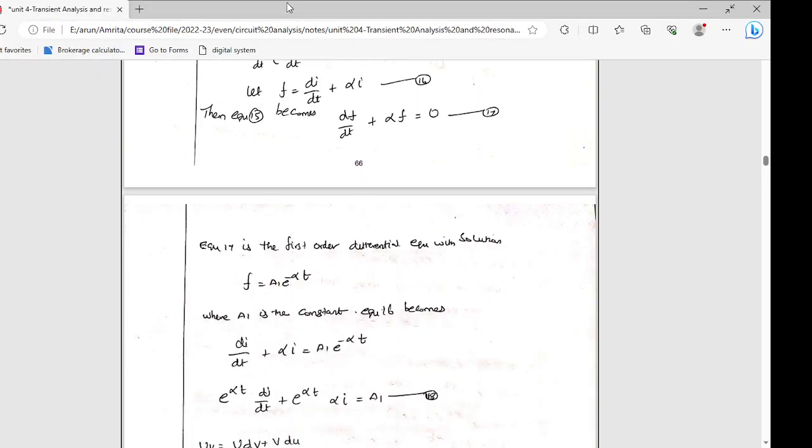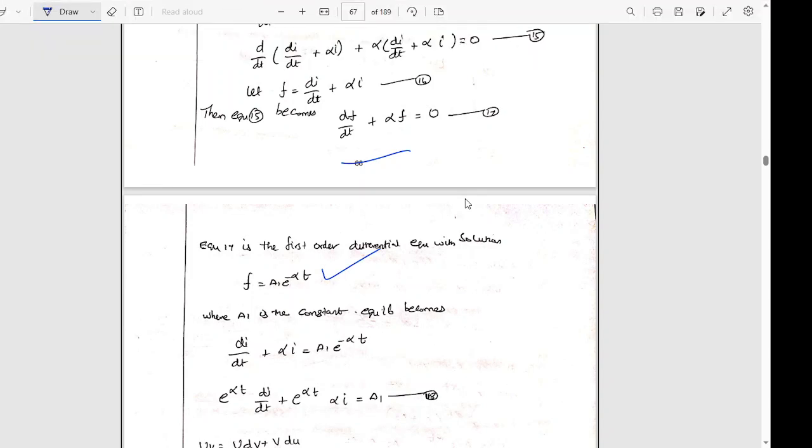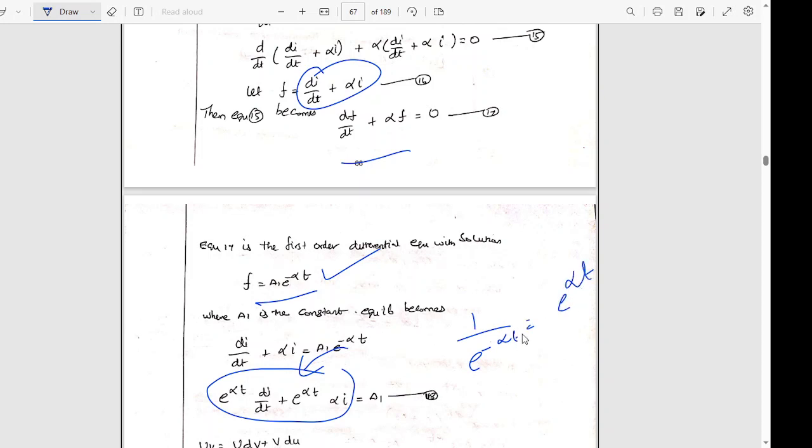And the solution for this is f equal to A1 e power minus alpha t. The solution for this differential equation is f equal to A1 e power minus alpha t, where A1 is a constant. So equation 16 can be written as di by dt plus alpha i, where this f will be replaced with the solution A1 e power minus alpha t. This e power minus alpha t is taken to the other side. It will go to the denominator like 1 by e power minus alpha t. If I take it to the numerator, I can write e power alpha t. So e power alpha t di by dt plus e power alpha t alpha i, equal to A1.